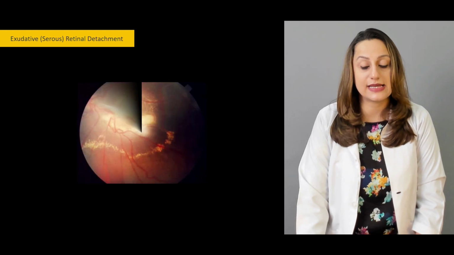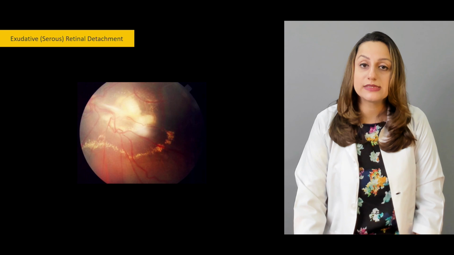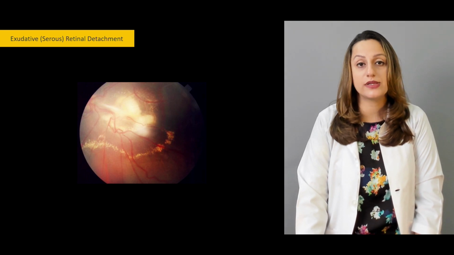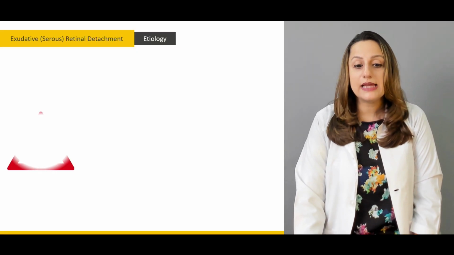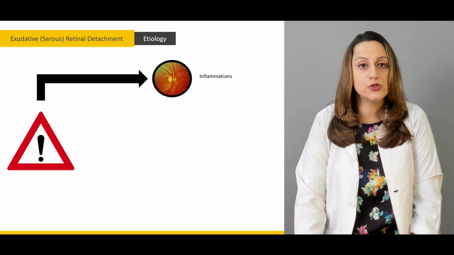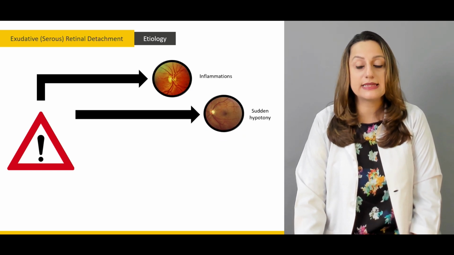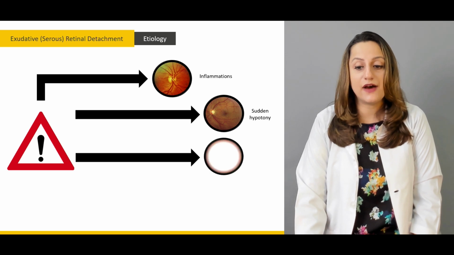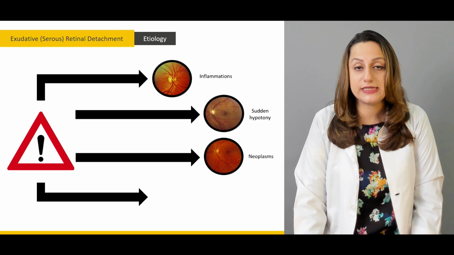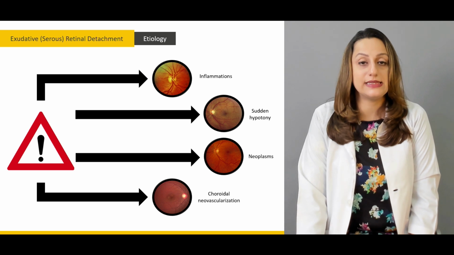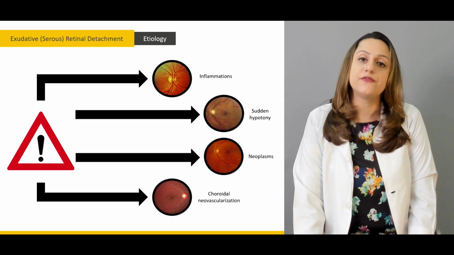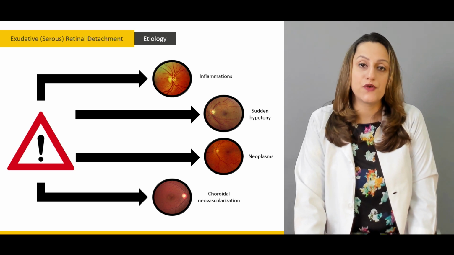Once we are done with the primary retinal detachment, we have the exudative serous retinal detachment in these patients as well. As we already talked about, these can be the inflammatory cases or the exudative cases that are responsible for the development of such conditions. The etiological factors would basically include inflammations. It can be sudden hypotonies. Then we can have the neoplasms that are responsible for these exudations. And then finally, we have the choroidal neovascularizations in these cases. So these are the risk factors for the development of the exudative kind of retinal detachment.